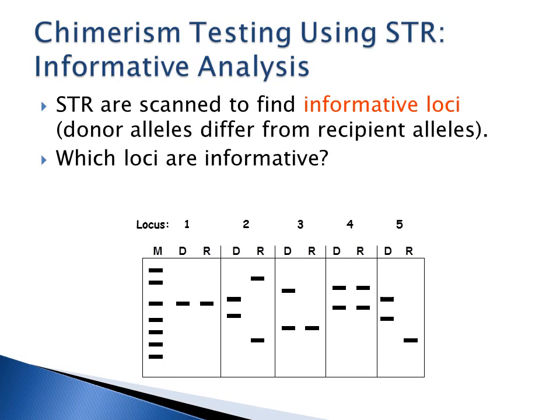Locus 3, the recipient and the donor have some similarity, but the donor does have a difference, so that could be informative. Locus 4, not informative at all, they're identical. Locus 5, that would be informative because the donor and recipient genotypes are different.